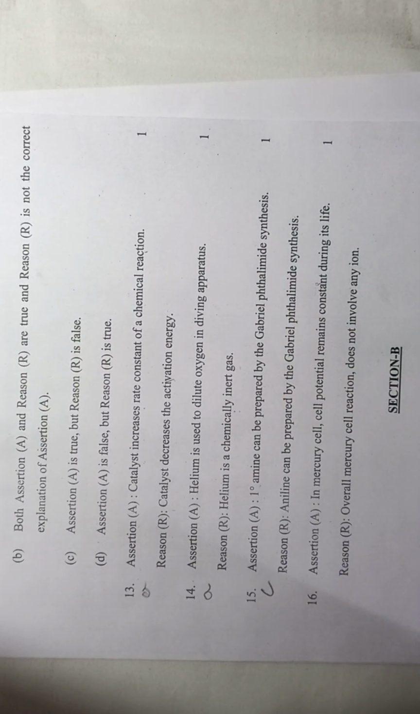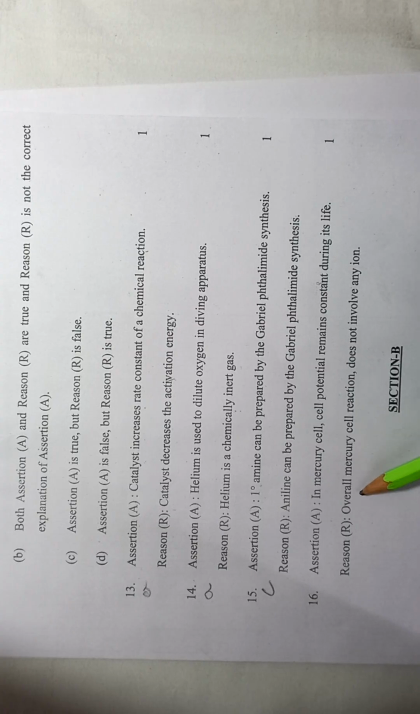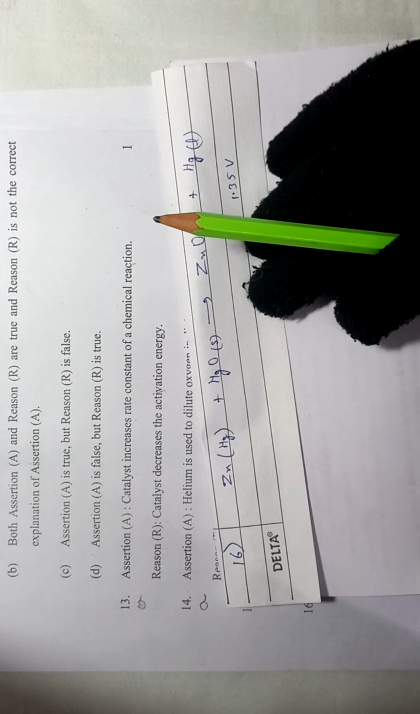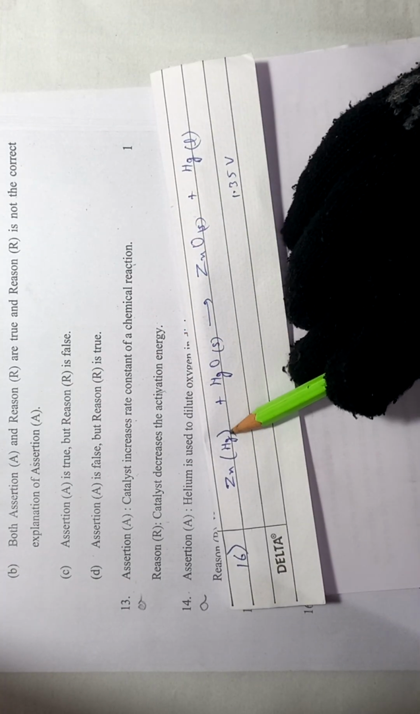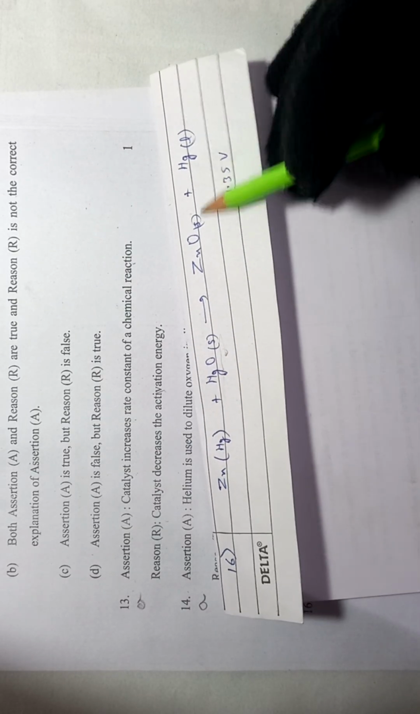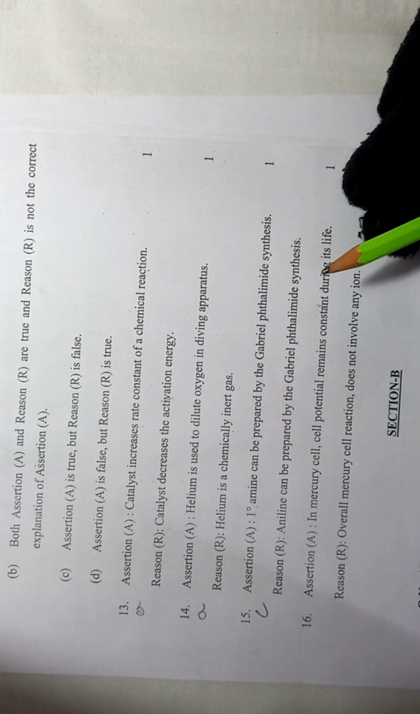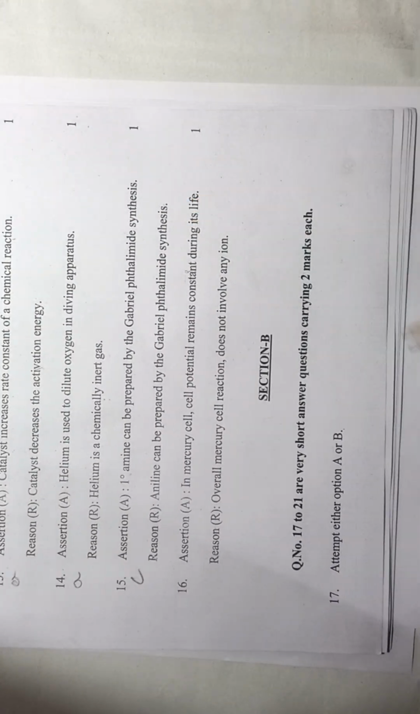Now the next question is: in a mercury cell, the cell potential remains constant during its life. Yes, this is a correct statement. Overall mercury cell reaction does not involve any ion. Yes, this is a correct statement, because if we check, we see this is the reaction taking place in the mercury cell. Zinc and mercuric oxide converting to zinc oxide and mercury. So no ions are involved, and therefore the cell potential remains constant during its life. Now the next question, students, is attempt E.